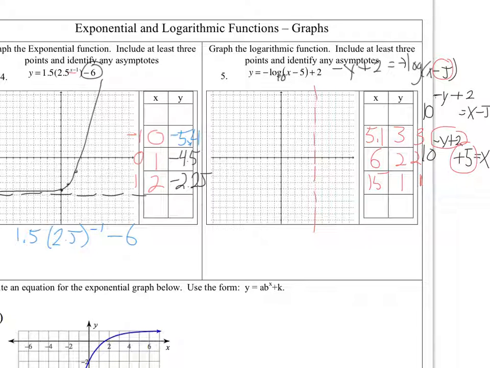5.1, comma 3. 6, comma 2. And 15, comma 1 would be somewhere over here. My graph would be an upside down log graph, which I might have predicted from that negative out front.